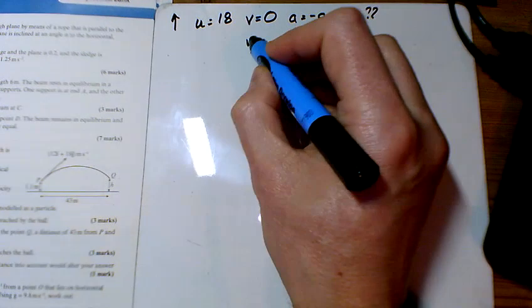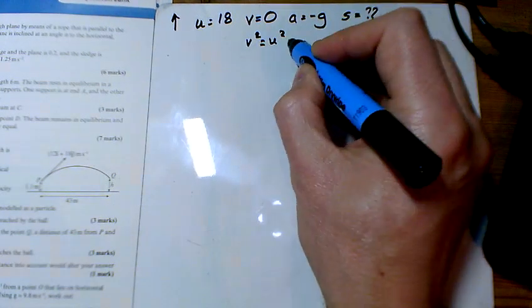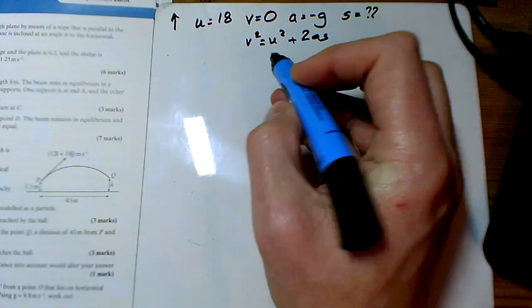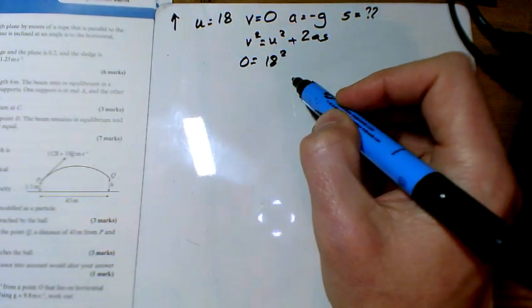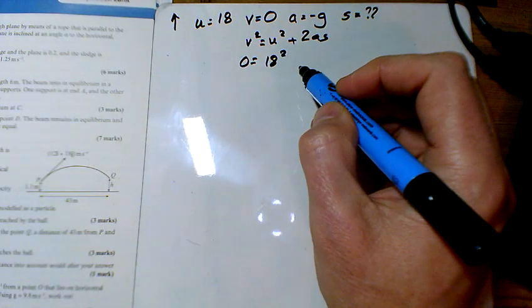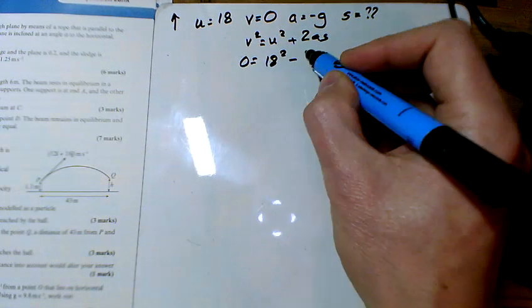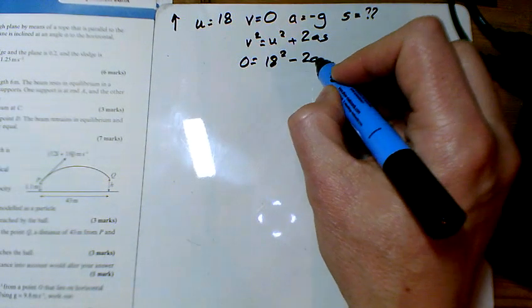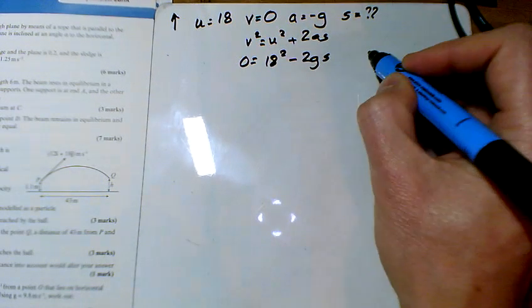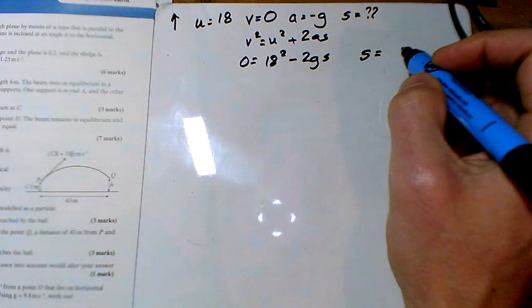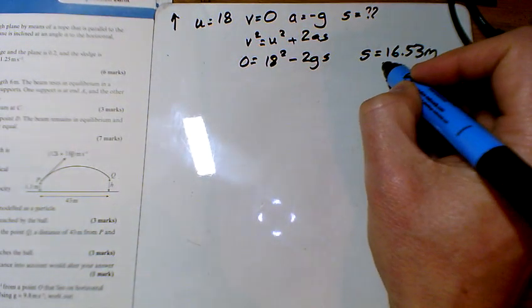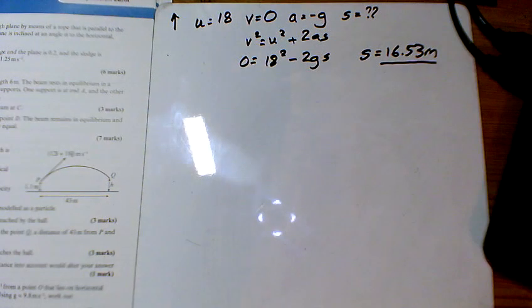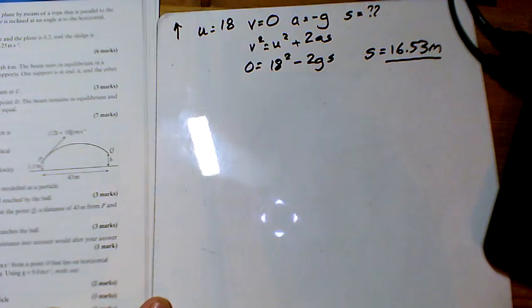So we're going to use v squared equals u squared plus 2as again. So I've got 18 squared again. It is the same as the last one, isn't it? Very similar. Minus 2 times g times s. And so s is equal to 16.53 meters. Yeah, exactly the same as the last one.